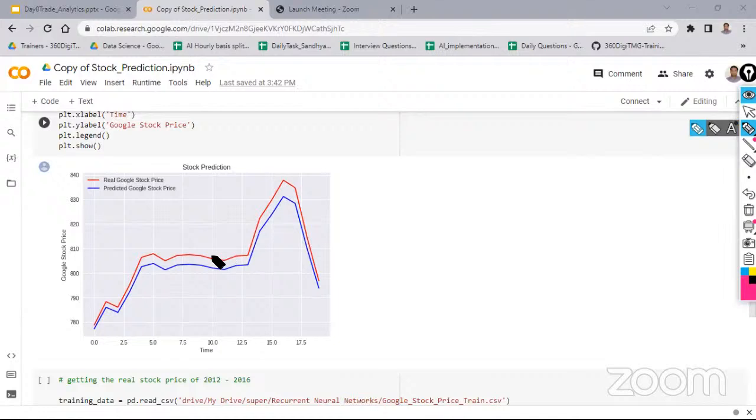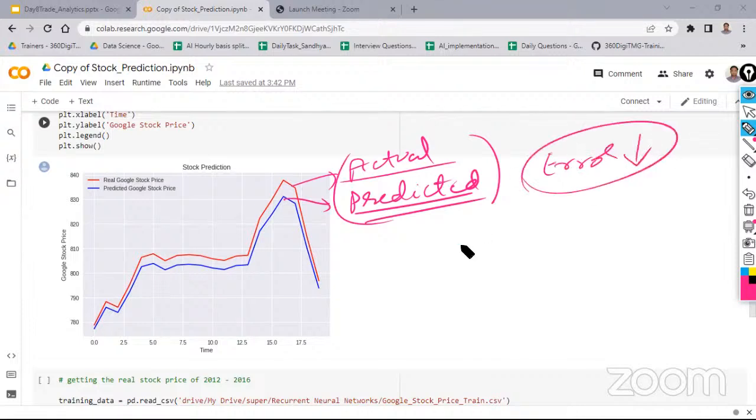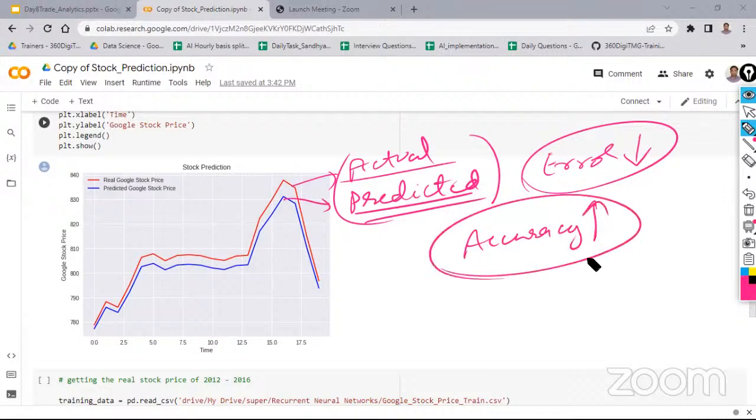So you can see that the red color is the actual value and the blue color is the predicted value. So it is almost the same. It is increasing, decreasing, almost the same. So you can see that almost the same means the error is very less. That means indirectly I'm saying accuracy will be high.